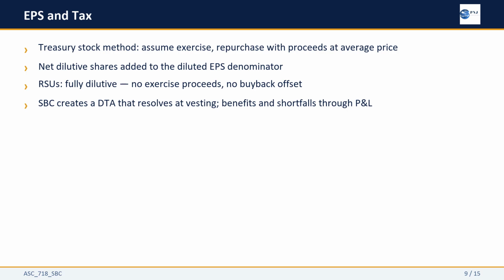On the tax side, book SBC expense creates a deferred tax asset over the vesting period. When awards vest or are exercised, the DTA reverses and the company compares the actual tax deduction to the cumulative book expense. Under ASU 2016-09, both excess tax benefits and shortfalls run through income tax expense, impacting the effective tax rate in the period of vest.